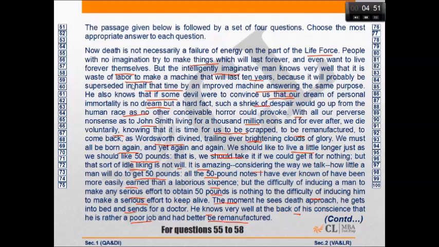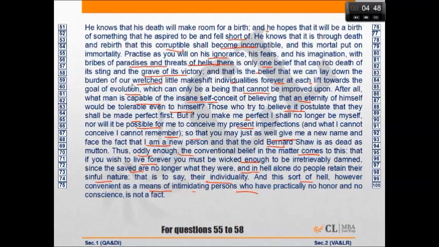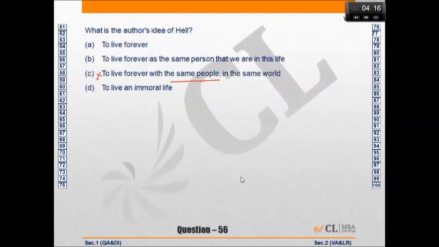No, hell was in the second slide. Threats of hell, bribes of paradise and threats of hell. Hell was somewhere at the bottom also. Oddly enough, the conventional belief in the matter comes to this: if you wish to live forever, you must be wicked enough to be irretrievably damned, since the saved are no longer, and in hell alone do people retain their sinful nature. So as long as you are the same kind of person, you are in hell. And this sort of hell, however inconvenient, is to be the same person. Not to live forever. So B, my initial thought was right.